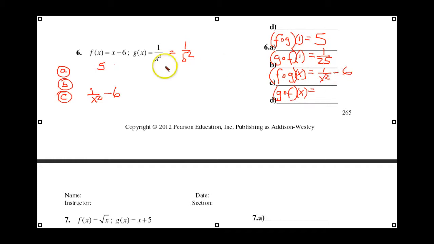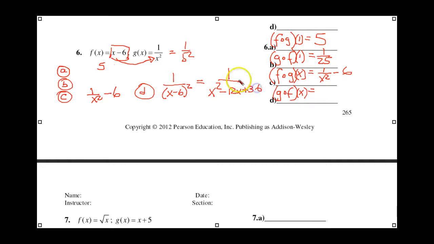Now this is our x, we're going to put it there for letter D, and that becomes 1 over x minus 6, the quantity squared. So this is our new x for D that we're going to put in there, and we have to square it. And this then becomes 1 over x squared, multiply that, double it, 12x plus 36. And that's what D is.